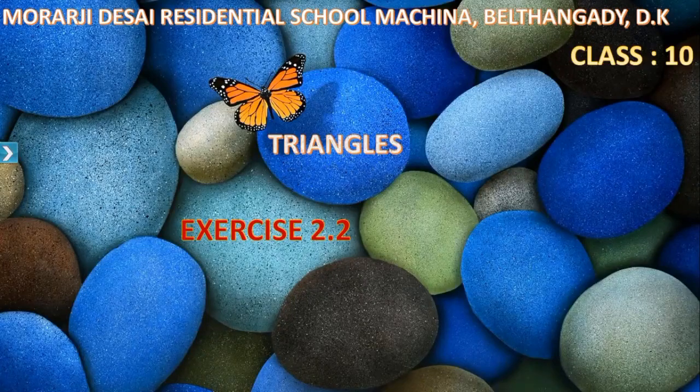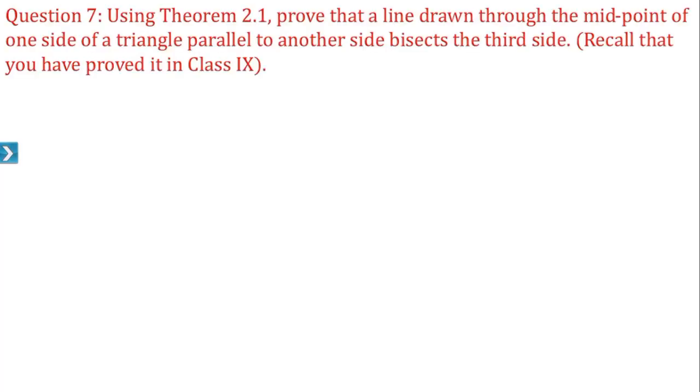Dear students, now let us solve 7th question of exercise 2.2 from triangles lesson. Look at question number 7. Using theorem 2.1 means in your textbook theorem 2.1 is Thales theorem. So using Thales theorem, prove that a line drawn through the midpoint of one side of a triangle parallel to another side bisects the third side.